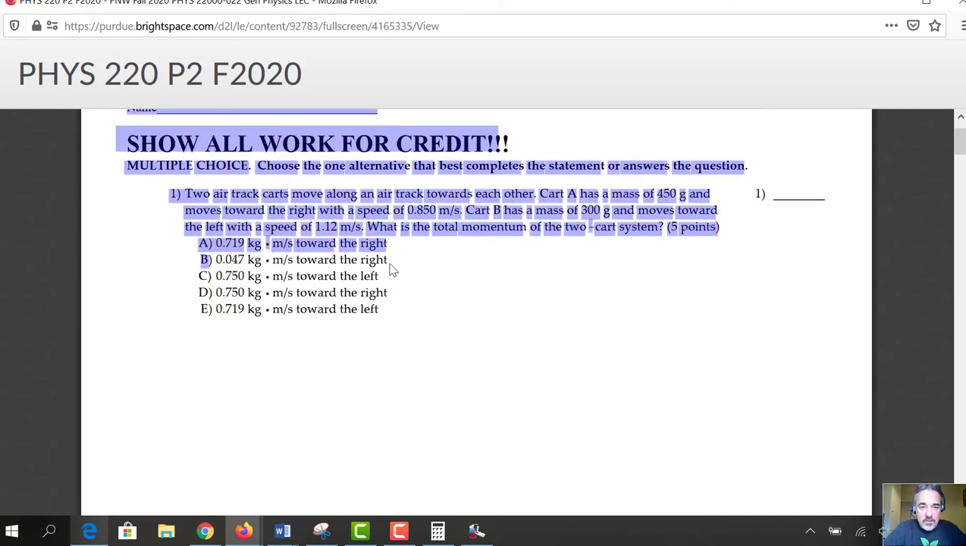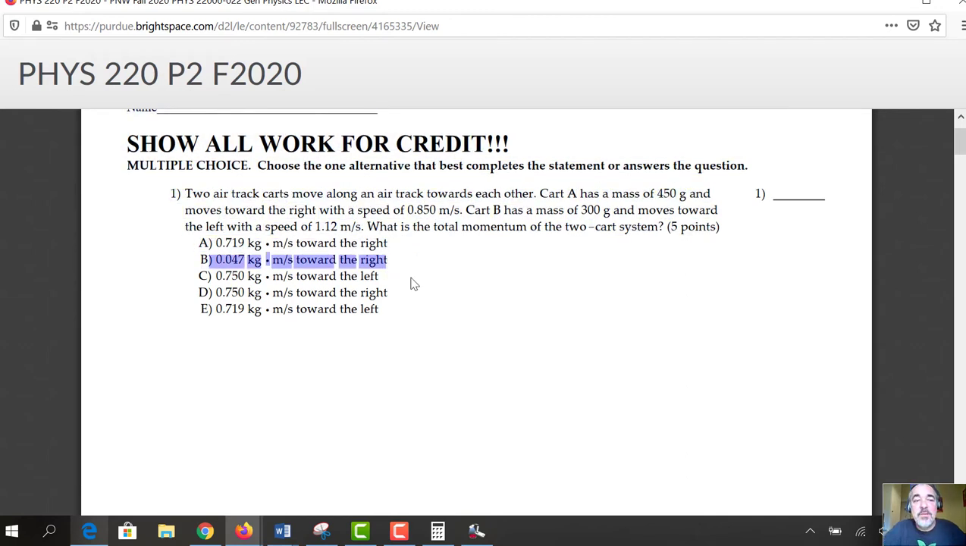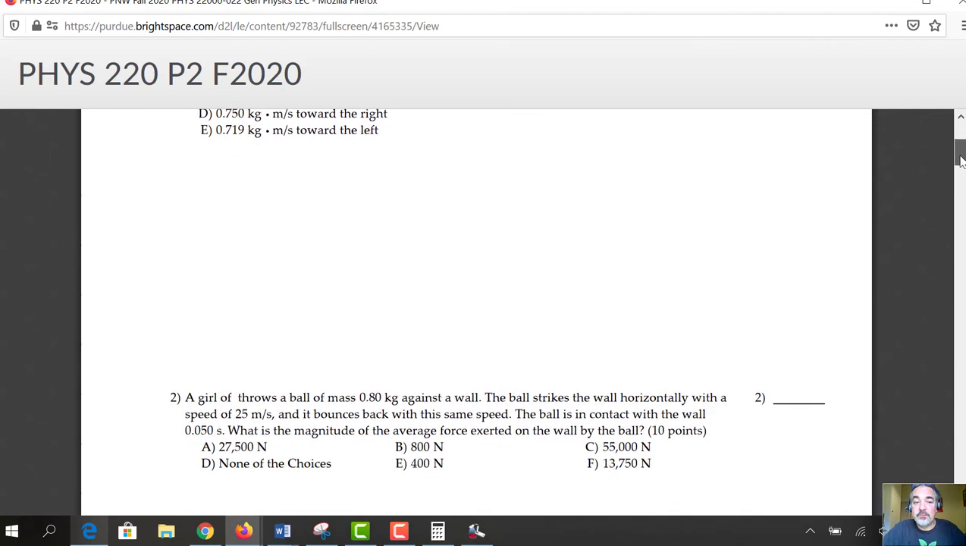Okay, so the takeaway from this one is, make sure when you're doing these with momentum, you have to know right and left. You can't just take the magnitudes and add them together. Momentum is a vector quantity. Okay, let's look at the next one.